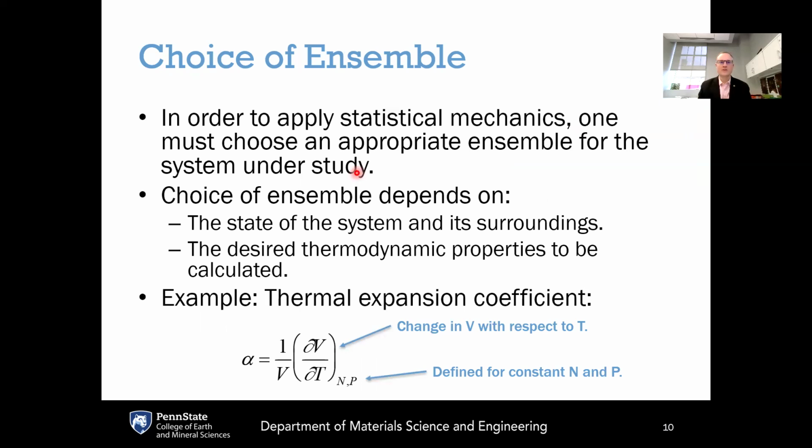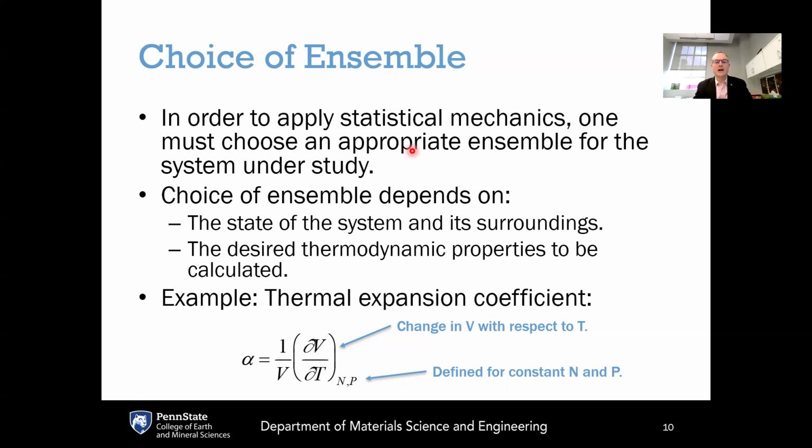Now, how do you choose which ensemble? In order to apply statistical mechanical techniques, including MD simulations and Monte Carlo simulations, we need to choose an appropriate ensemble for the system under study. And that choice of ensemble depends on the state of the system and its surroundings and the desired thermodynamic properties to be calculated. So the way to figure this out is to see, what are you trying to represent? What are the realistic experimental conditions for that system? Is it something that's being done at constant temperature, or is it something that's being done under constant volume or pressure? And based on that, you can choose the appropriate ensemble for your simulation.